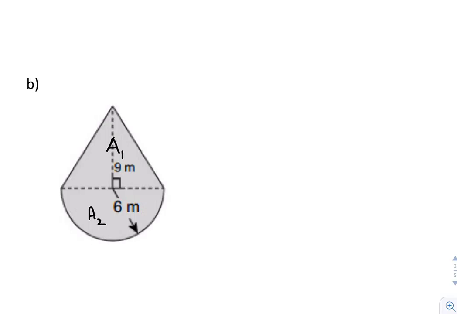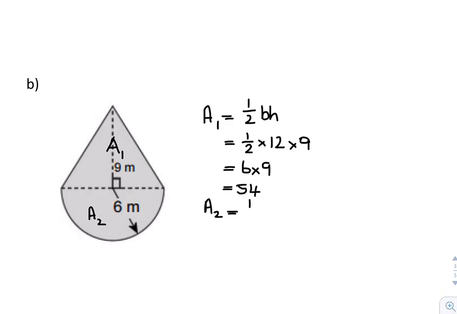So the big triangle at the top has a formula for a half base times height, which in this particular case, what you need to note is that the base is not 6, which is the radius, it's actually 12. So it's double the radius, or indeed it's the diameter. So it's going to be a half times 12 times 9. A half of 12 is 6, so 6 times 9 is 54. So that's area 1 done.